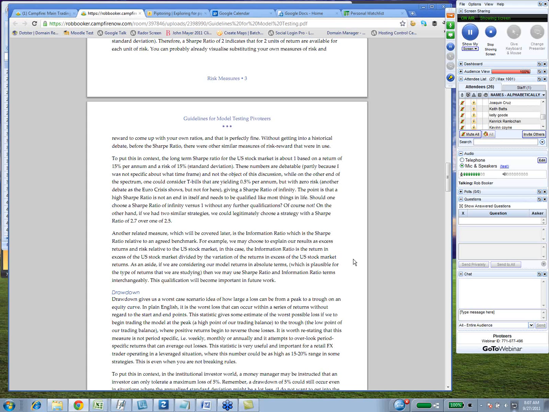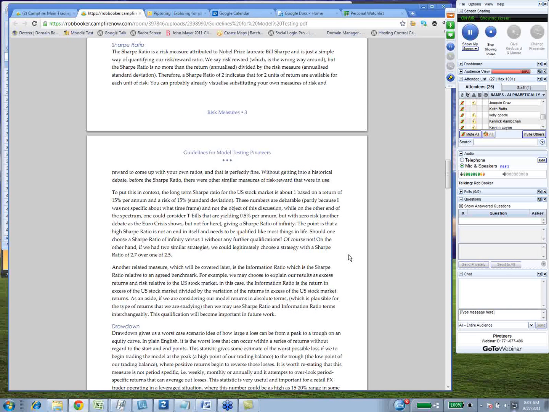As an aside, if you're considering our model returns in absolute terms, then you can use the Sharpe ratio and information ratio terms interchangeably, and this qualification will become important in future work. What Kenrick's saying here, and what I agree with, is that it's important to understand at least one measure here. And that measure would be, what's your annualized return compared with your possible risk?